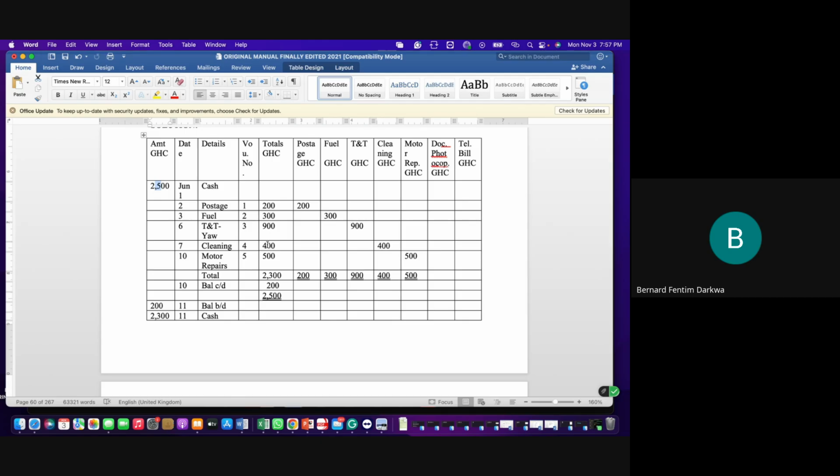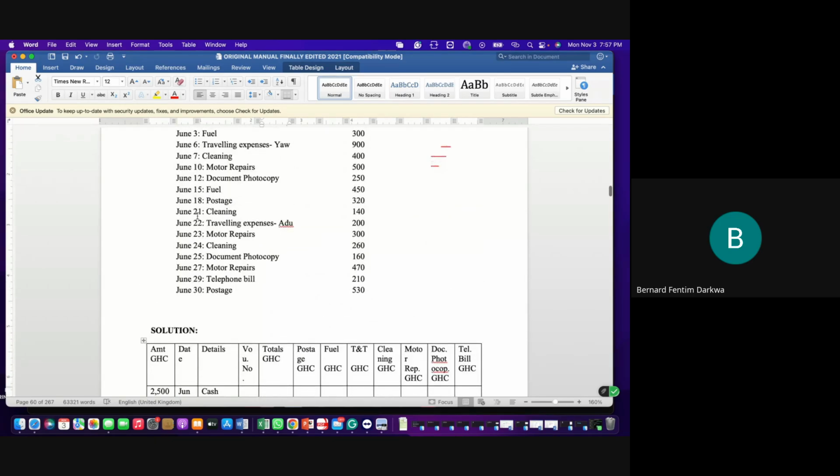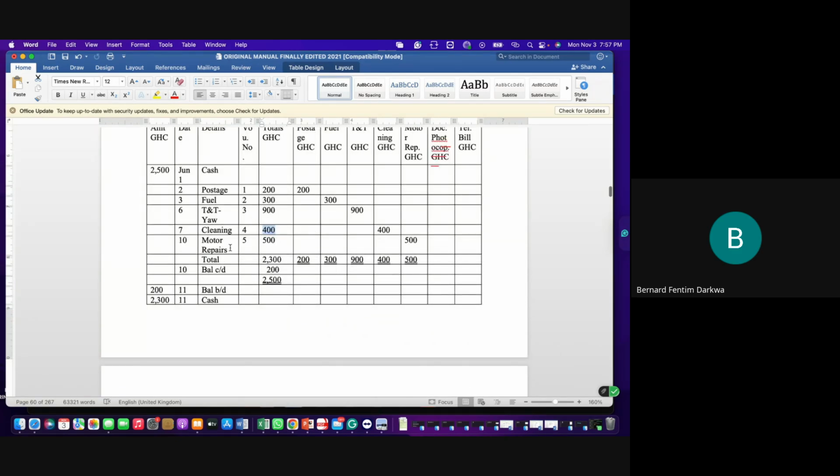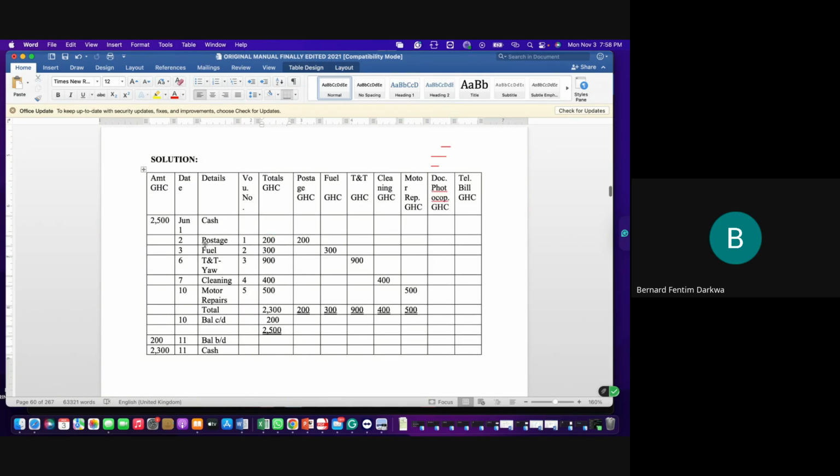Sometimes when you get to this point, the total you are getting is 2,500, but there are some items that have not been paid. You have to remember that once the imprest finishes, you need to reimburse. You have to write another 2,500 and start the recording. So to record in the petty cash book, all you need to do is to post the individual items.